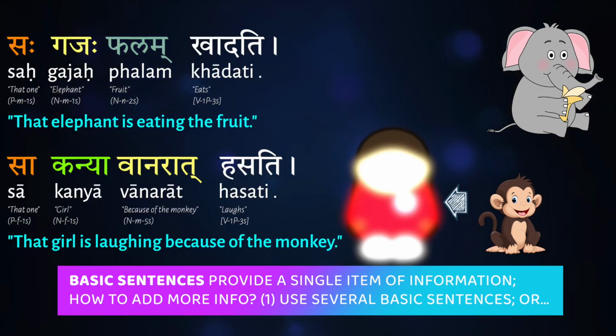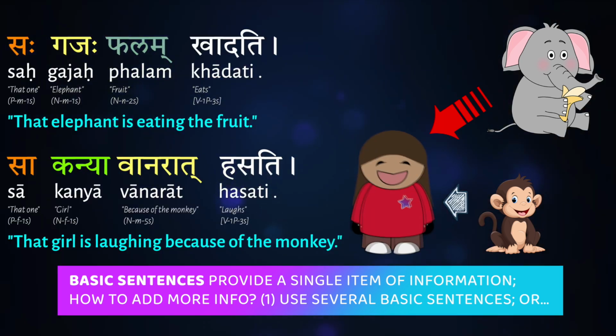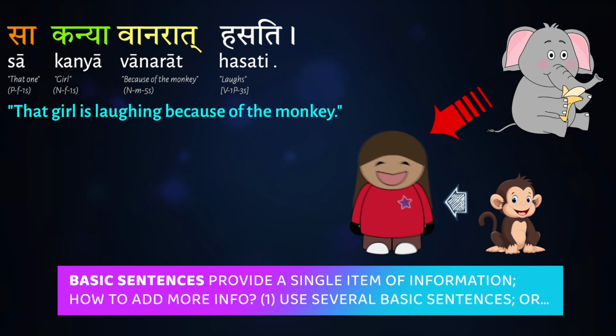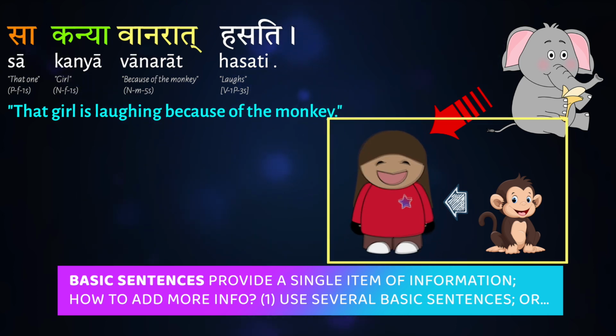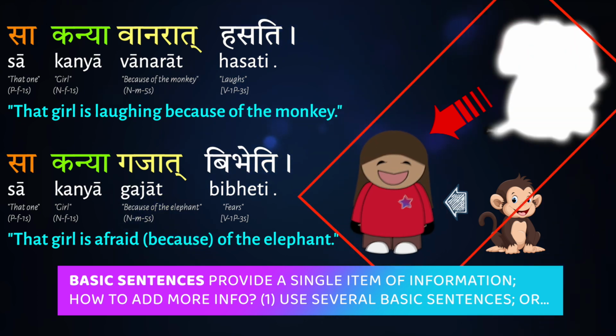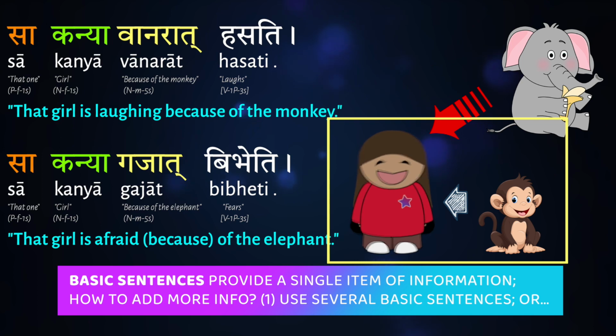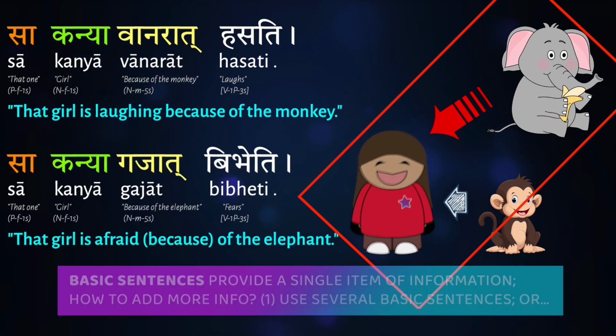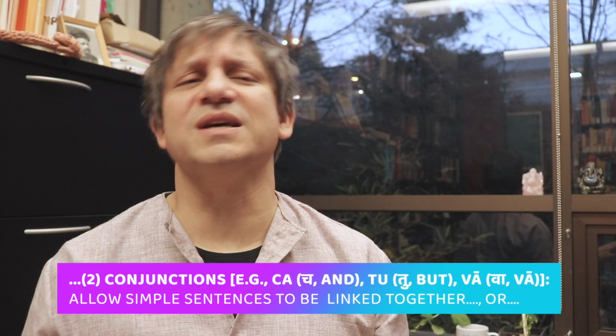Let's say the girl that's laughing at the monkey is also scared of the elephant. You can use two different sentences, of course, to say this. First, you could say Sa kanya vanarat hasati. That girl is laughing at the monkey. Fine, right? Also, you can say, second sentence, Sa kanya gajat bibheti. That girl is afraid of the elephant. Literally, that girl is laughing because of the monkey, vanarat hasati. That girl is afraid because of the elephant. Now, how do we link these two sentences together?